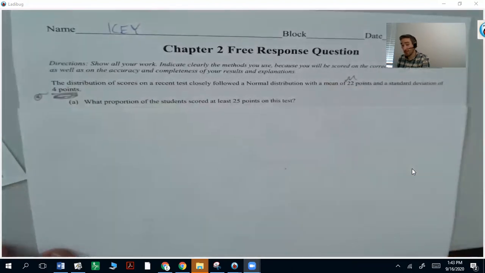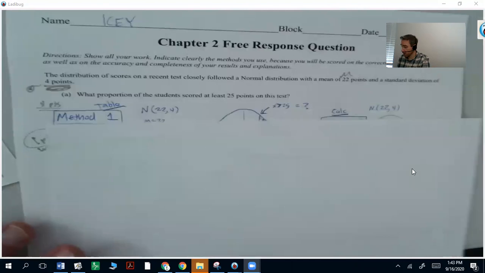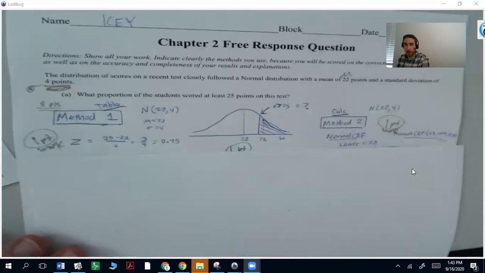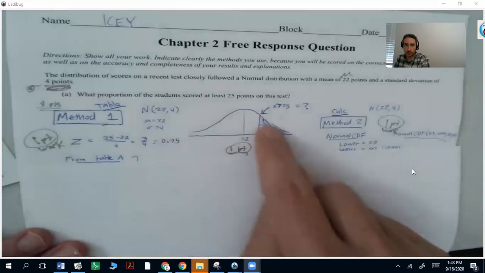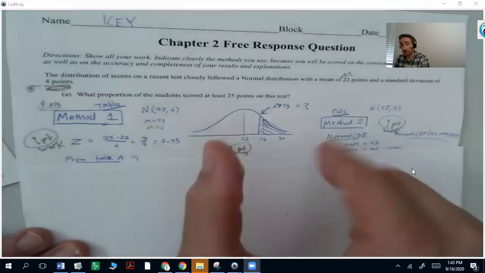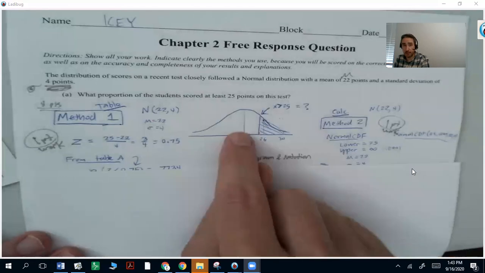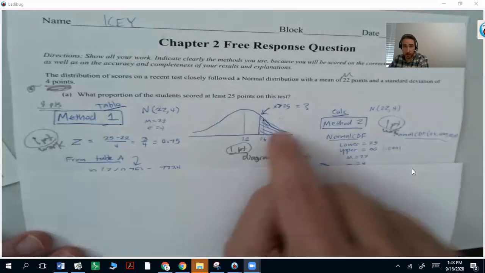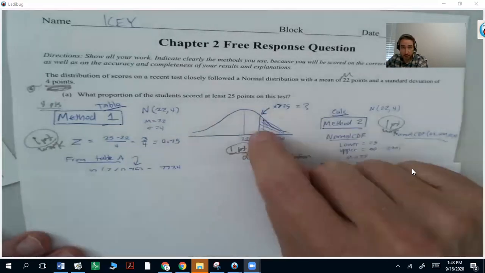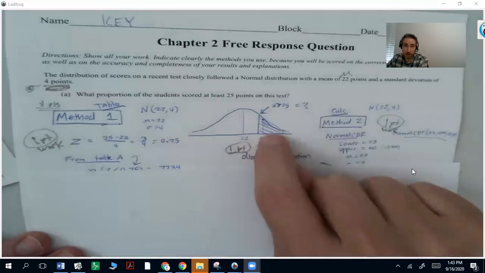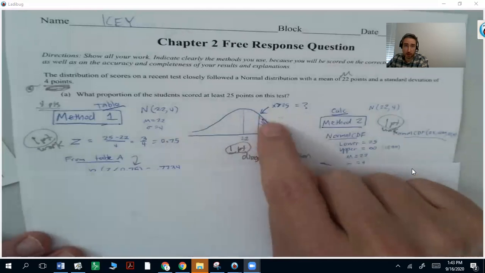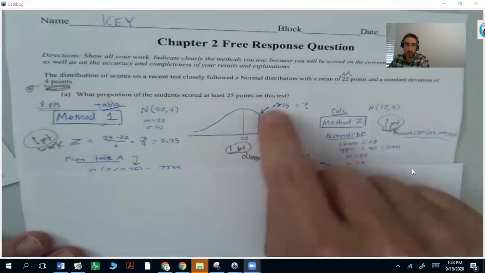There are really two approaches to this problem, but all of them are going to require a diagram. I always want to draw a diagram. You don't have to list 3 standard deviations out, but at least have where the mean is and maybe a couple so the point is across. And you want to have a definite boundary here. So this is at least 25 points. That means I'm going to mark there at 25 and shade to the right. So a diagram and notation is always good.